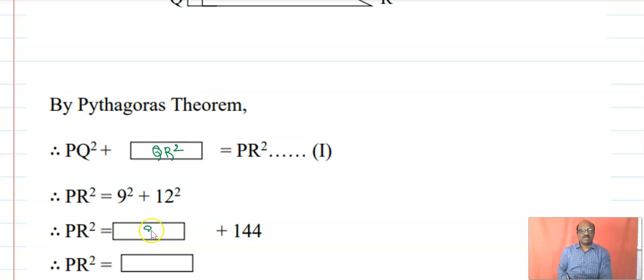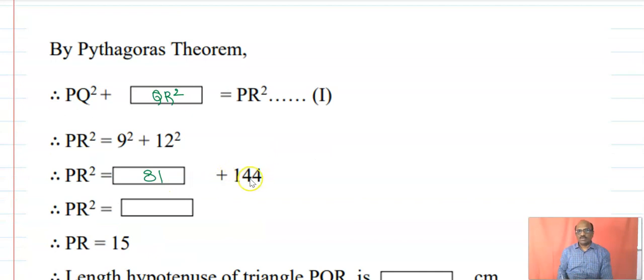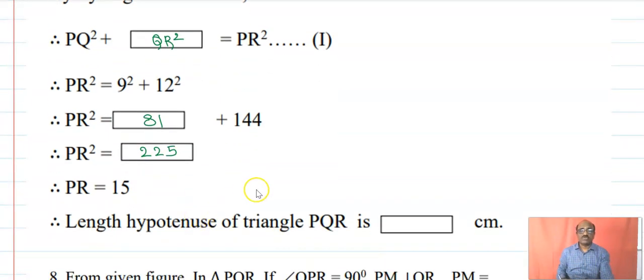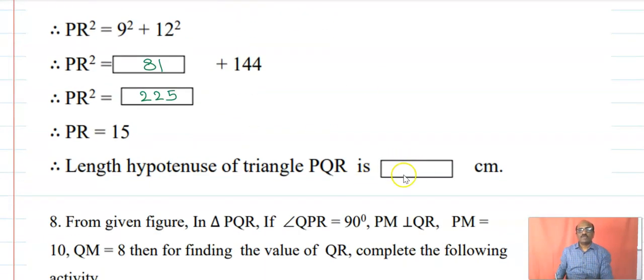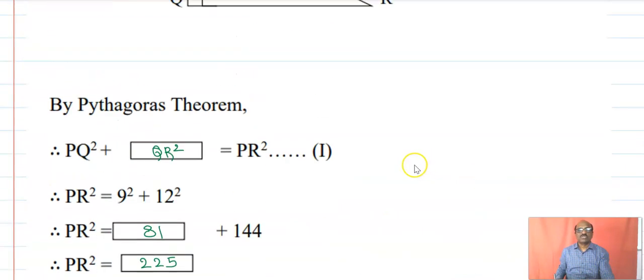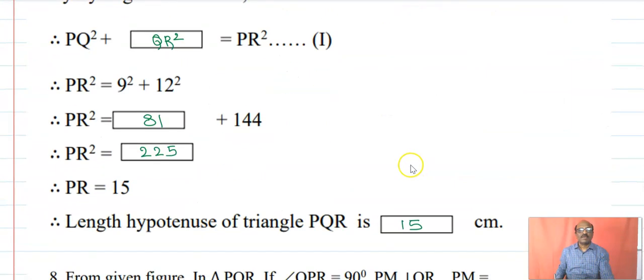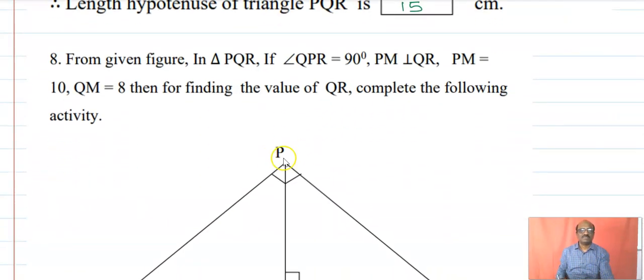9 square is 81. Okay, 81 plus 144, and that is 225. Now we take the square root, and therefore PR is equal to 15. And hence the length of the hypotenuse of triangle PQR is equal to 15 centimeters. Easy question. Now we'll take the next question.